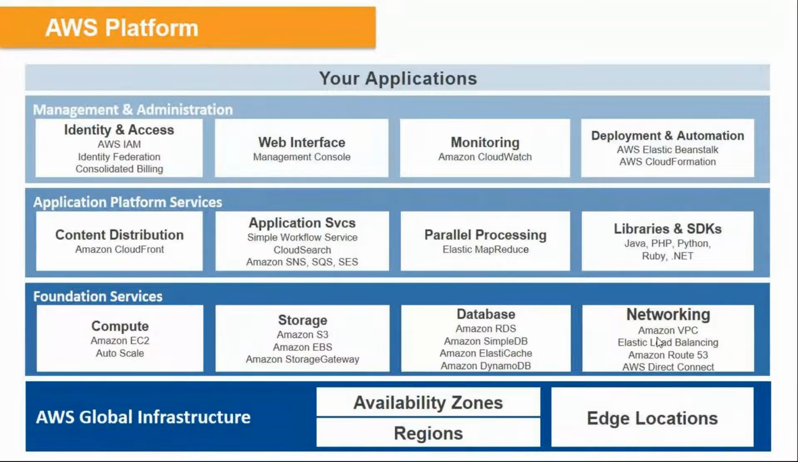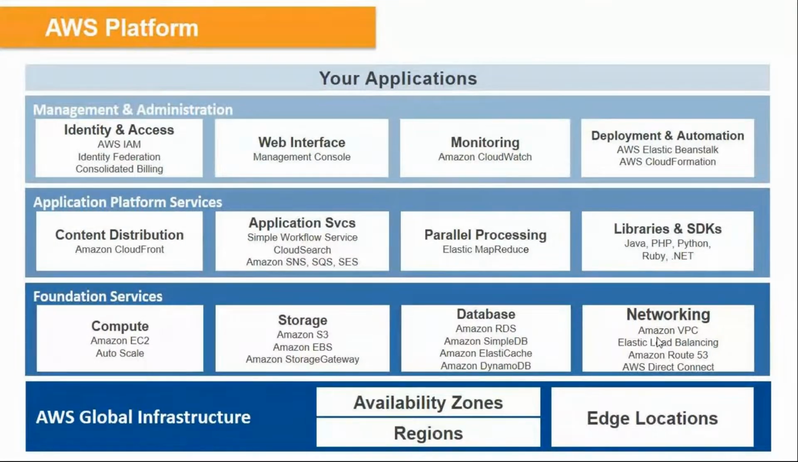There are also application platform services. You can say CloudFront content distribution service, application services, Simple Workflow Service, CloudSearch, Amazon SNS, the Simple Notification Service, SQS, Simple Queue Service, SES, and parallel processing, Elastic MapReduce, libraries and SDKs for Java, PHP, Python, Ruby, and .NET, and foundational services. These are the basic services on which other services run.